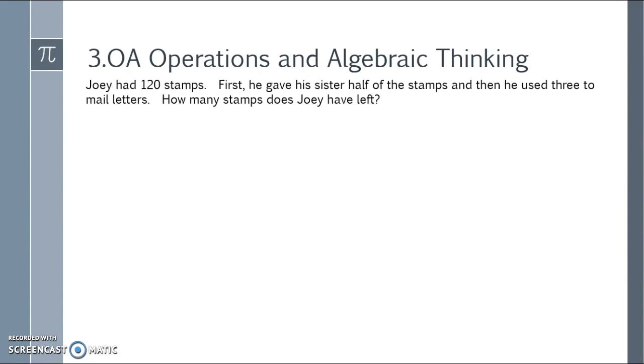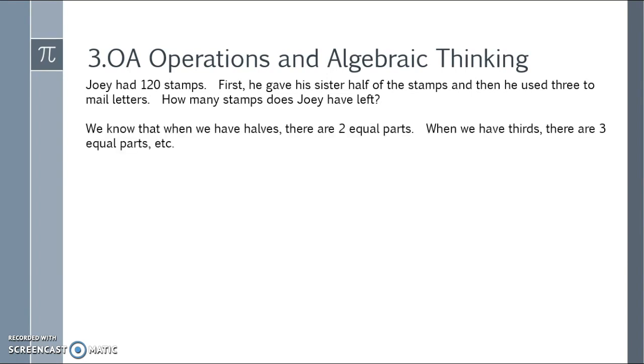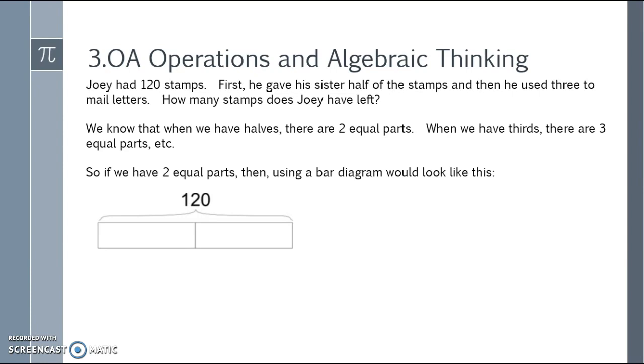Joey had 120 stamps. First, he gave his sister half of the stamps, and then he used 3 to mail letters. How many stamps does Joey have left? We know that when we have halves, there are 2 equal parts. When we have thirds, there are 3 equal parts. So although third graders don't have a grasp on fractions yet and the rules of fractions, we know the halves, thirds, and quarters and what those represent.